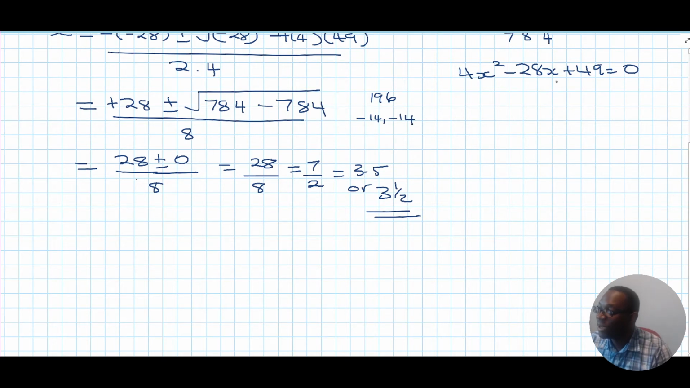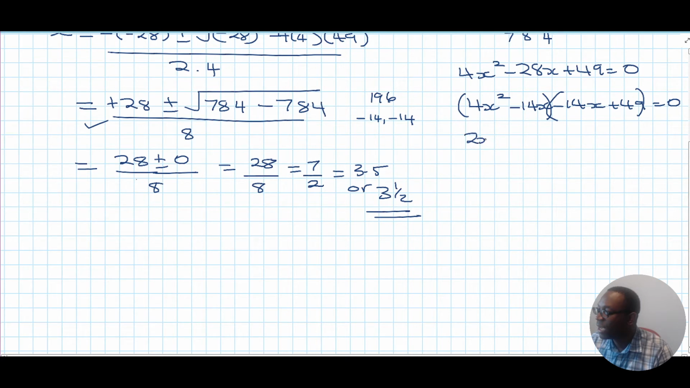So when you have bigger numbers like this, if you can use the quadratic formula, it's easier. Otherwise, you have to do a lot of manipulation of numbers to get to your actual factors. So you have 4x squared minus 14x minus 14x plus 49 equal to 0. So now we're going to factor by grouping. So I'm going to group this together and then group this together.